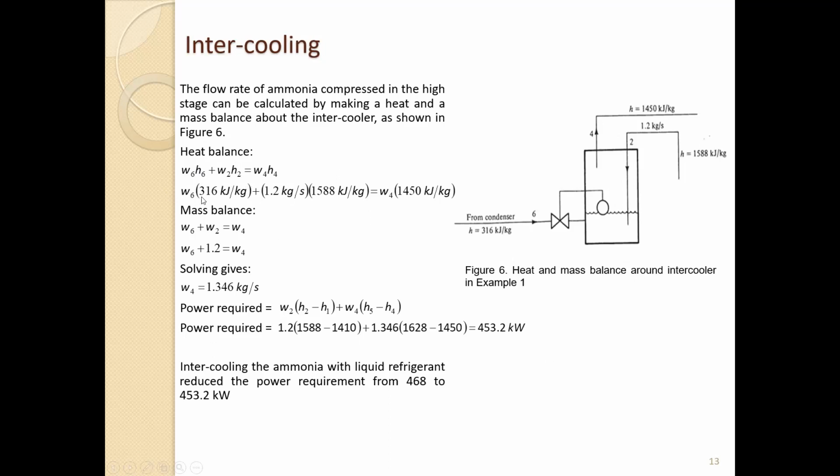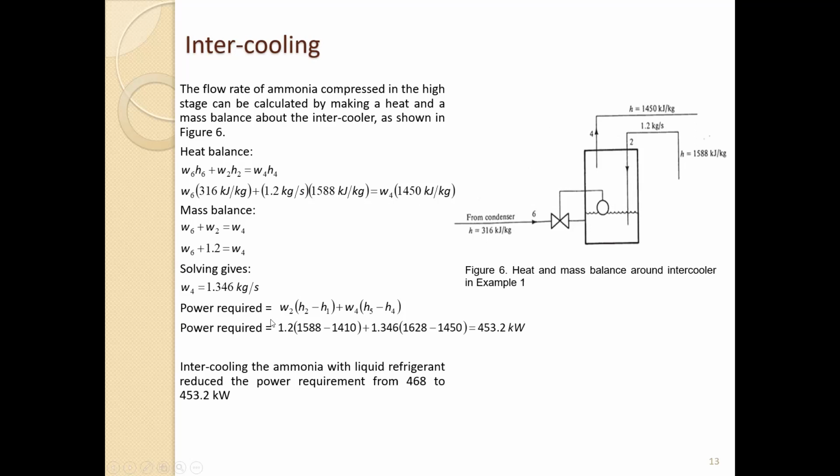So W6 times 316 plus 1.2 kilogram per second times 1588 kilojoule per kilogram is W4 times 1450 kilojoule per kilogram. So by mass balance, W6 plus W2 is equal to out, W4. So W6 is equal to W4 minus 1.2. Solving simultaneously, ito, saka ito. So W4 is equal to 1.346 kg per second.